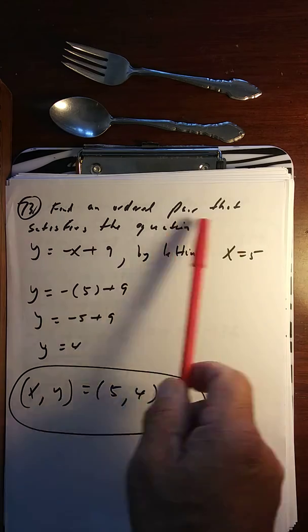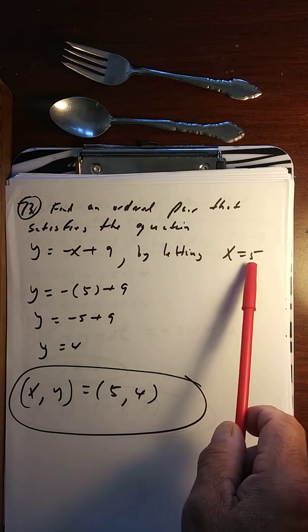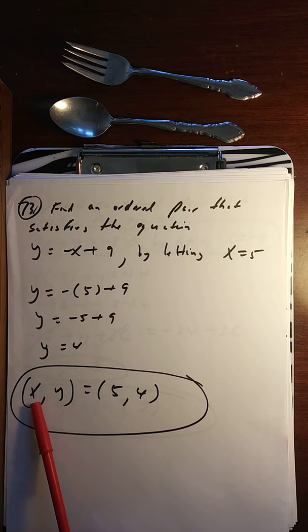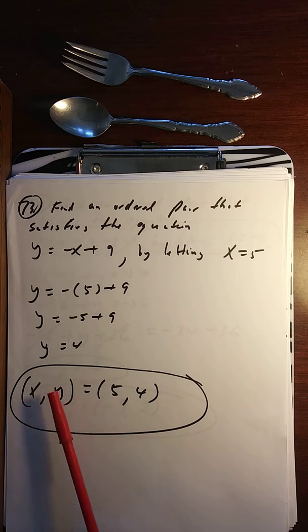Find an ordered pair that satisfies the equation. There's a problem by letting x equal 5. Put it in there. So -5 plus 9 is 4. So x and y, x is 5 and y is 4.